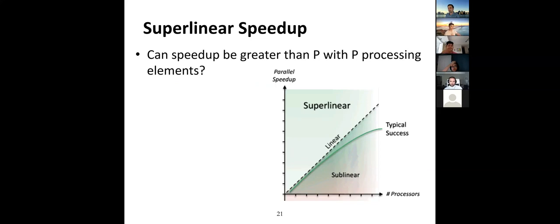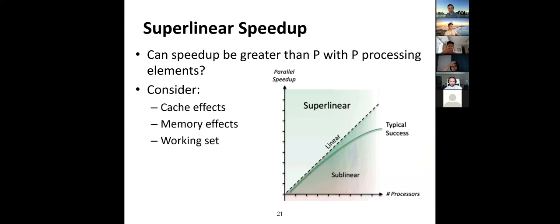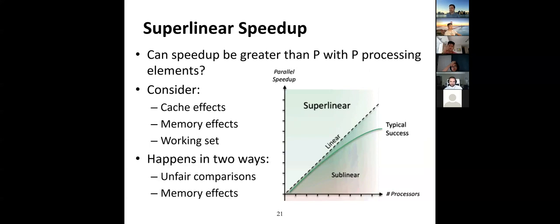Most typically it's sublinear. When you get superlinear, as I said, it's cache and memory effects, working set size fitting or not fitting, and that's what happens frequently, and unfair comparisons. So these are the two main common cases.